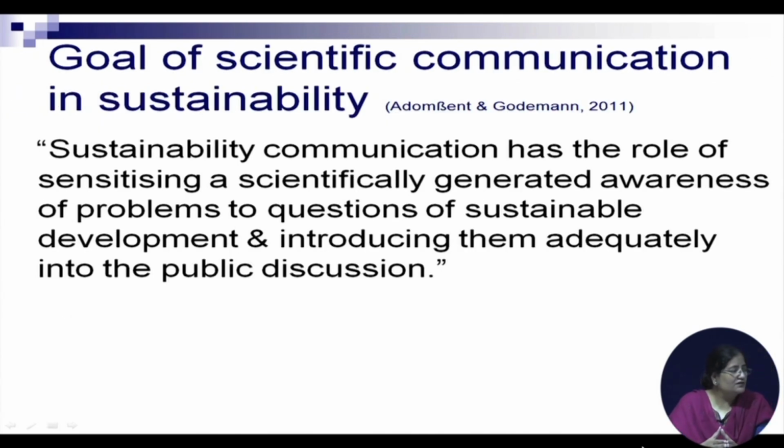Okay. Goal of scientific communication and sustainability: sustainability communication has the role of sensitizing a scientifically generated awareness of problems to questions of sustainable development and introducing them adequately into the public discussion. We need to sensitize the public. We need to generate a scientific awareness through scientific methods in response to the problems that the society is experiencing. Only then will it be acceptable. And then the public also has to be involved in this discussion.